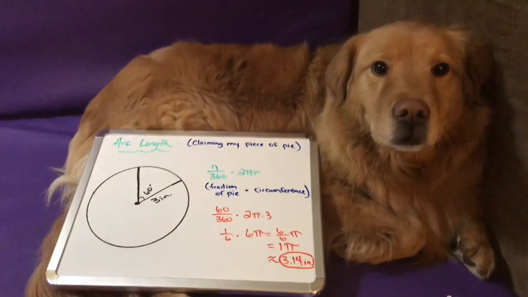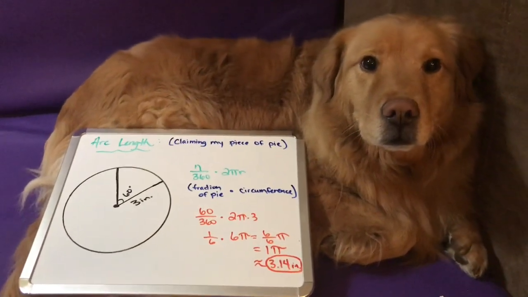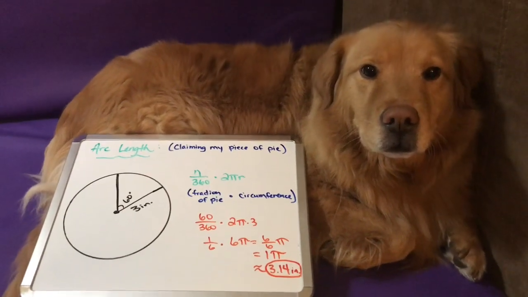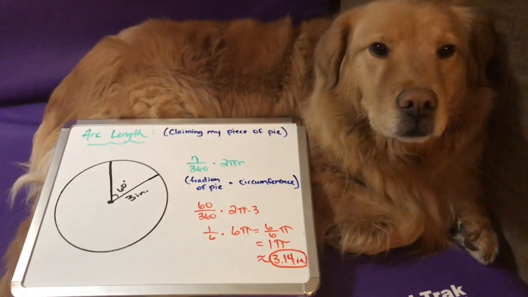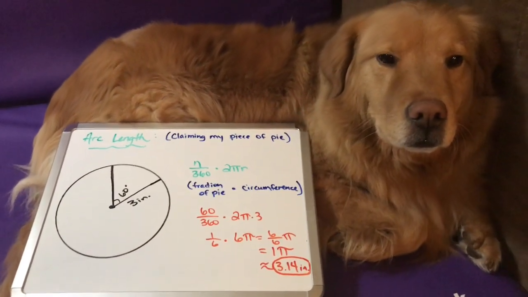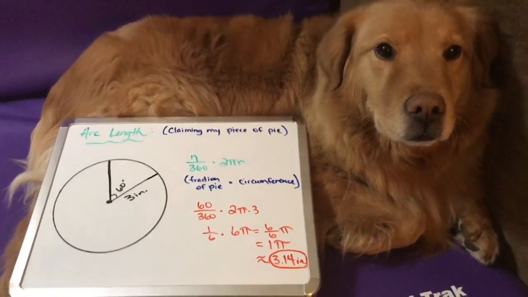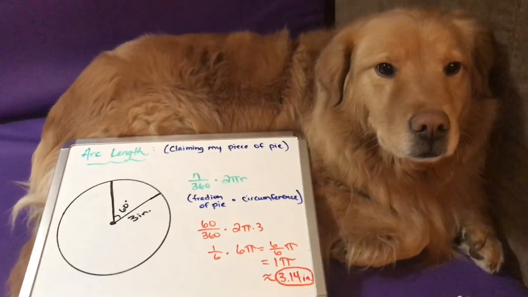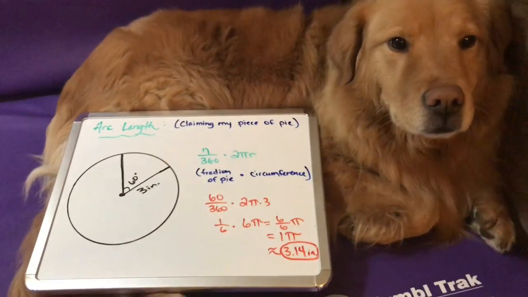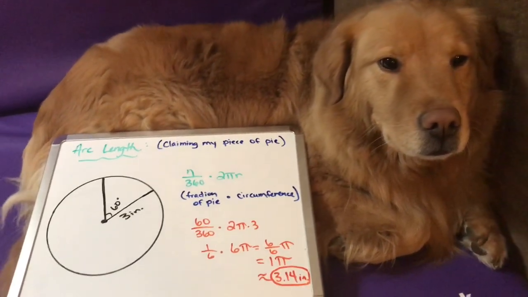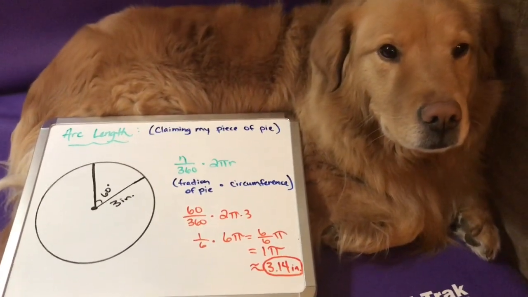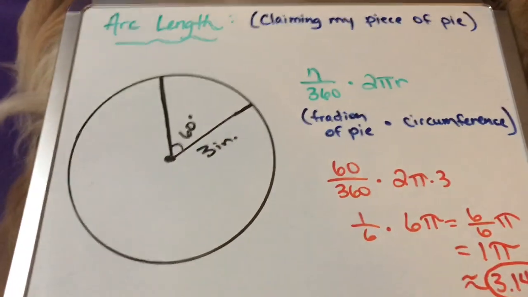Hey guys, so that last one was a little bit of a challenge, so I decided to give myself a challenge and try to do that upside down, and that was definitely a challenge. But this one, the arc length, claiming your piece of pie, is actually the easiest one. It's super easy, enough for my dog to explain. So here we go, this is Sunny, and we're gonna find arc length.